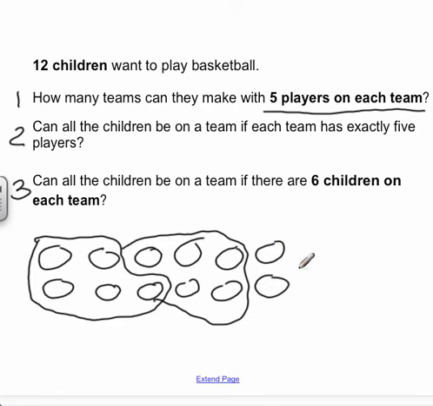I can't make a team of 2. It wants teams of 5. So question 1, how many teams can they make with 5 players on a team? The answer would be 2 teams.